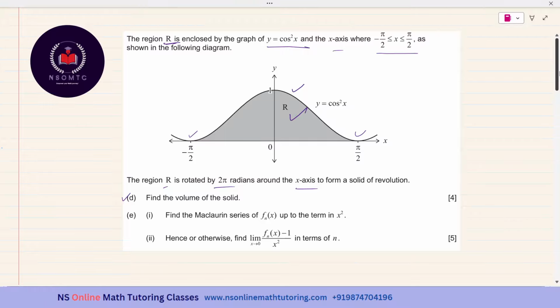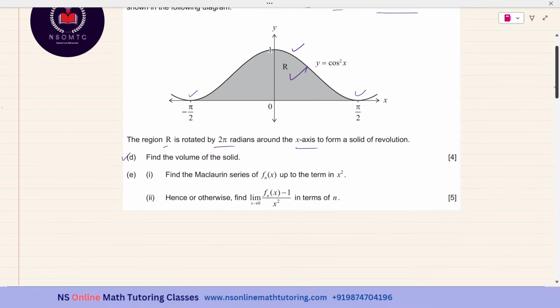Okay, so volume of revolution, you will be having this formula in your formula booklet. Even the integration by parts formula is in the formula booklet.